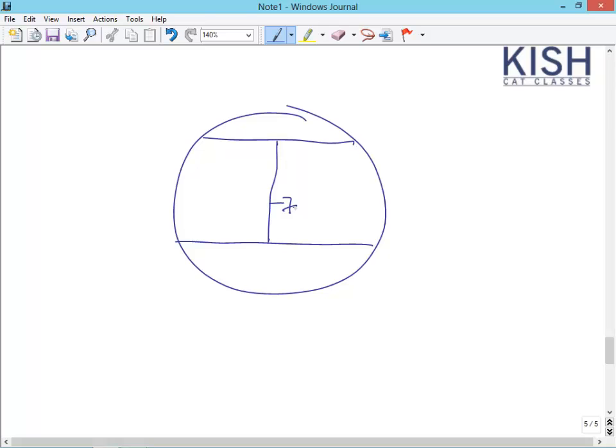Now, how much is this one? 6 centimeters. How much is this one? 8 centimeters. Since this is the midpoint, this length is 3. This length is 4. Now, what is this length? This length is 7. Now, how do you find it? Observe this one, 3, 7, 4.